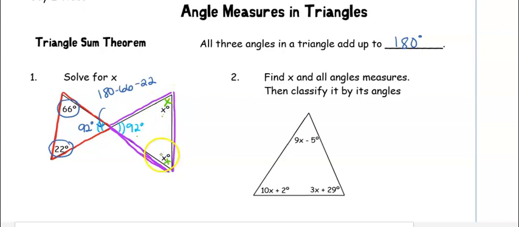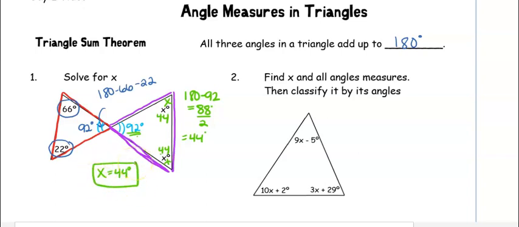I know that all three angles in that triangle have to add up to 180. So I do 180 minus the one angle that I do know, which is 92. From there, I am left with 88 degrees. I'm going to split that evenly between my two remaining angles because they're congruent. So half of 88 is going to leave me with 44. So each of these angles is going to be 44 degrees, making the measure of angle x equal to 44. So that's one way to use the Triangle Sum Theorem.